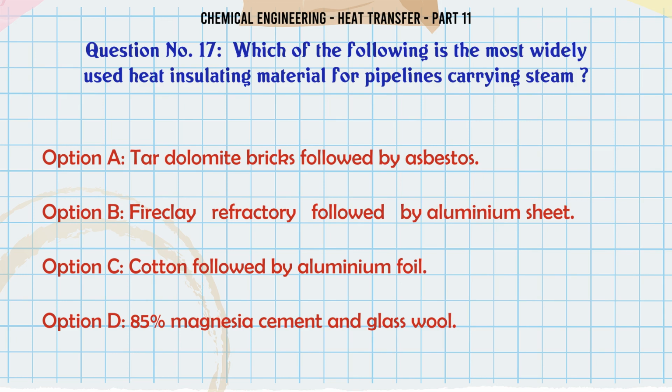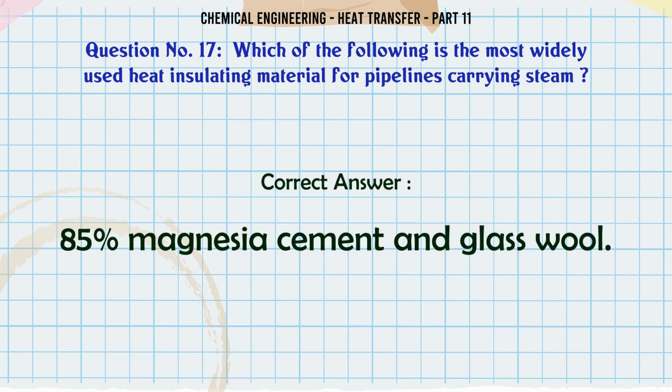A. Tar dolomite bricks followed by asbestos, B. Fire clay refractory followed by aluminium sheet, C. Cotton followed by aluminium foil, D. 85% magnesia cement and glass wool. The correct answer is 85% magnesia cement and glass wool.